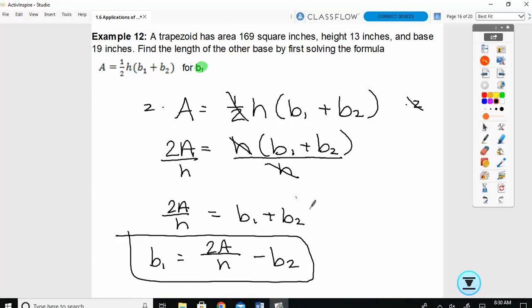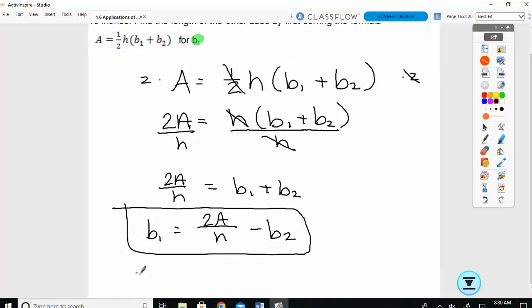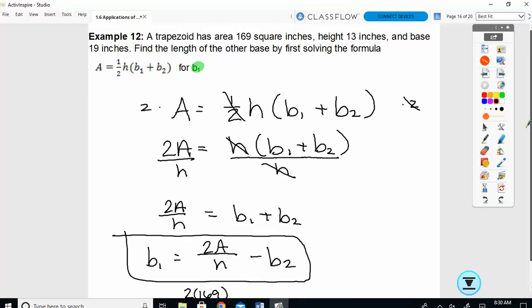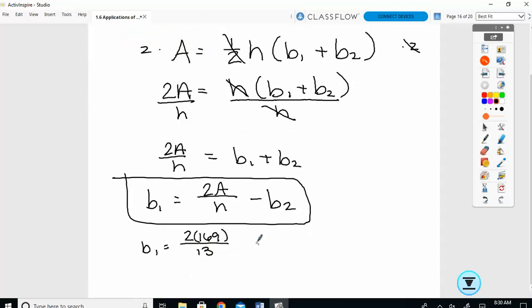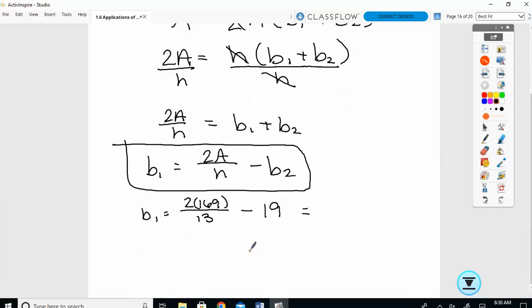This one I'm also asking you to go one more step and calculate something. But we're just plugging in numbers. A is area. What was my area? 169, divided by h. H was my height, which was 13, minus b sub 2. What was the length of my base? 19. So we could plug that in. We get 7 inches.